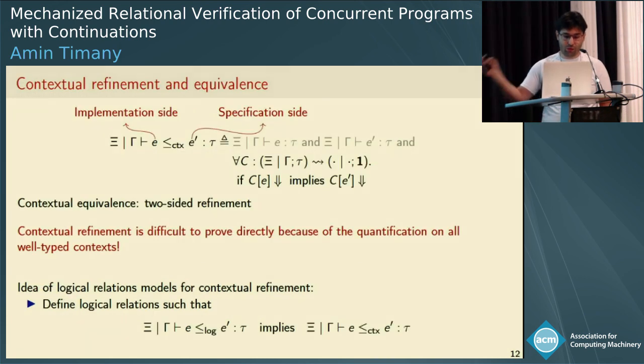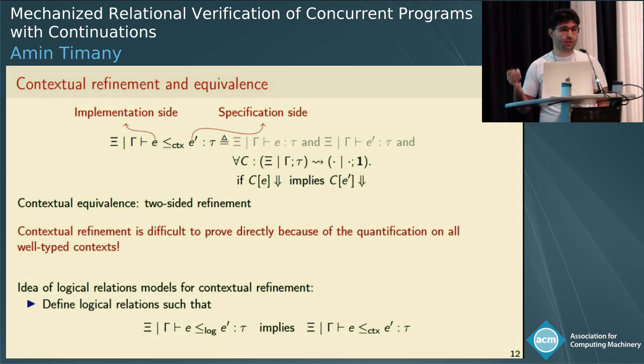Right, so this brings me to the next part of the talk about contextual refinement, which is the standard for comparing programs, right? We write it like this. We say E contextually refines E prime of type tau if for any context, think any program with a hole, if you plug in E and the result terminates, then so should E prime, right?